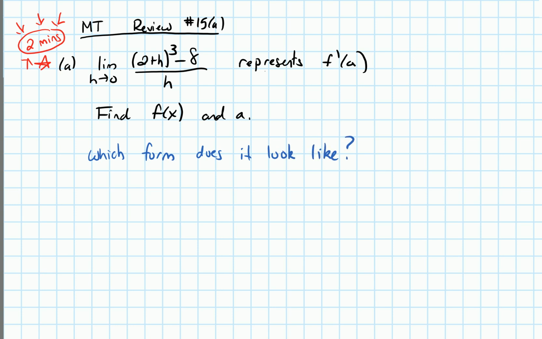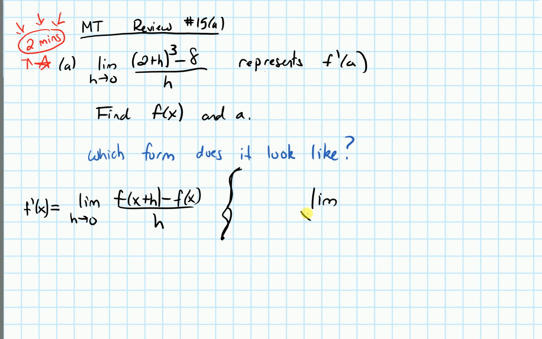Does it look like the limit as h approaches 0 of f of x plus h minus f of x all over h, and that one is equal to f prime of x? Or does it look like the one where you take the limit as x approaches a of f of x minus f of a all over x minus a? And that limit definition equals f prime of a. So which one does it look like?